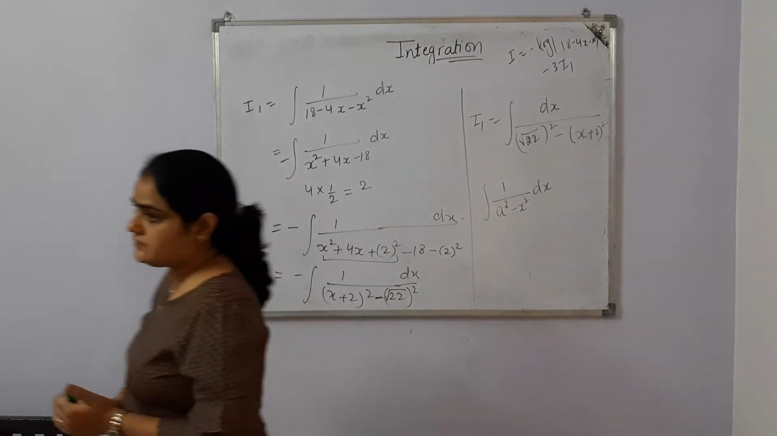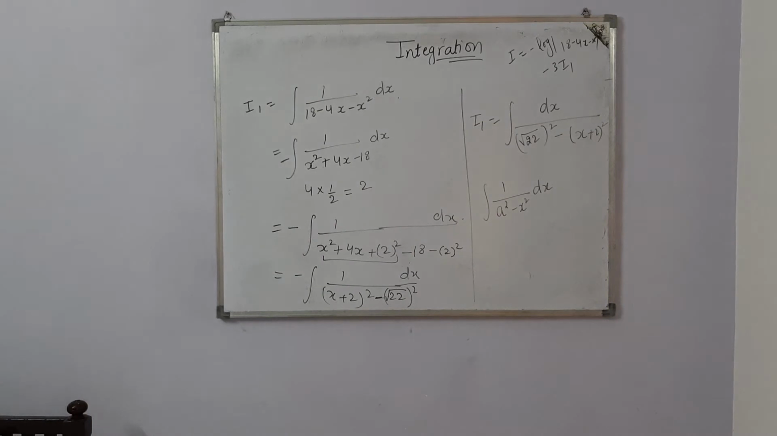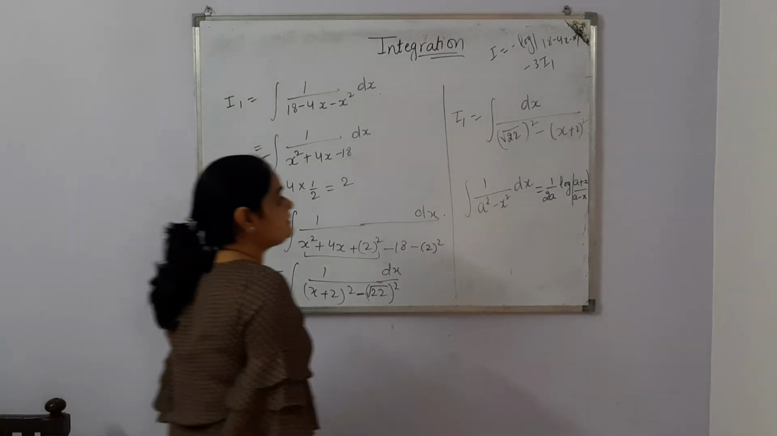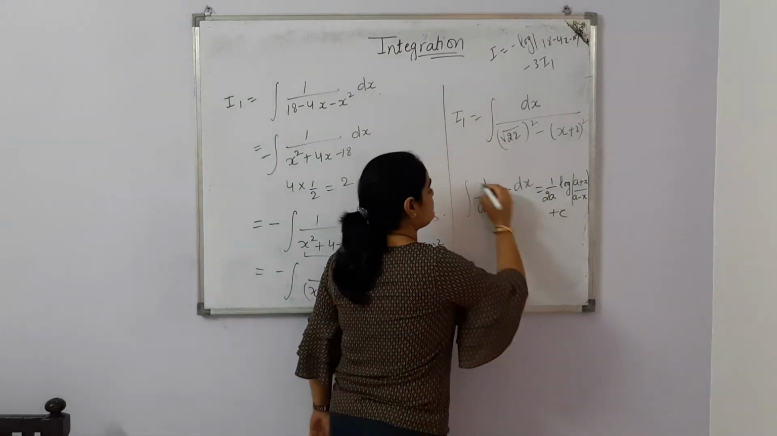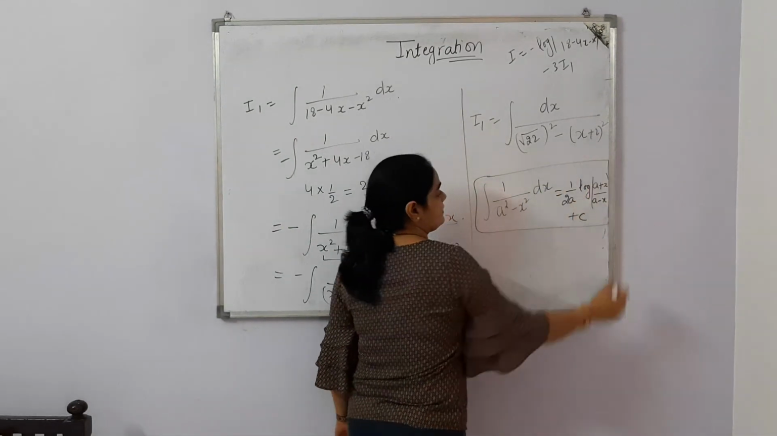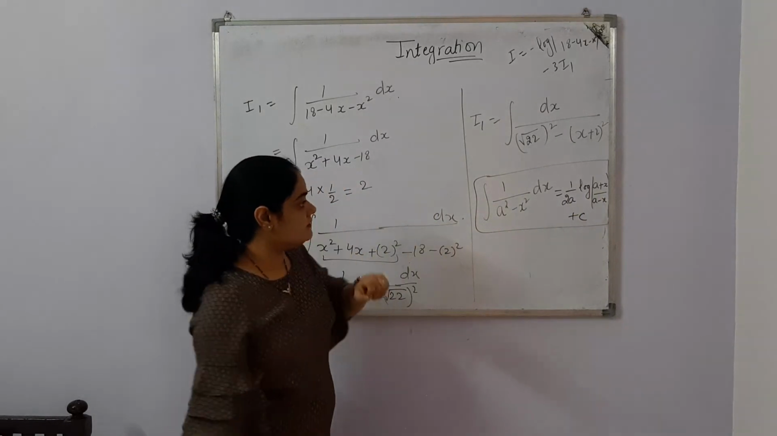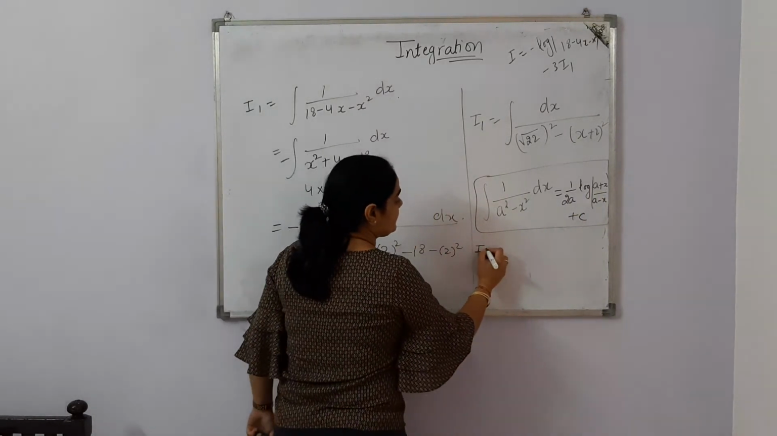Its formula is 1 by 2a log of a plus x upon a minus x plus c. This is the formula: 1 by 2a log of a plus x upon a minus x plus c. So we are applying the formula here.